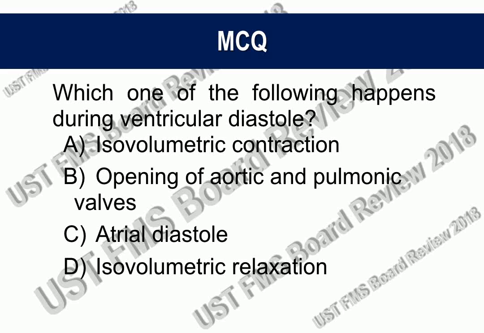Let's go now to a multiple choice question. Which one of the following happens during ventricular diastole? Is it A, B, C, or D? Now, during ventricular diastole, this is the time that the mitral valves and tricuspid valves open, and then there's a sudden gush of blood going from the atrium into the ventricles. The answer here is, of course, your isovolumetric relaxation, and this forms the first part of your ventricular diastole.